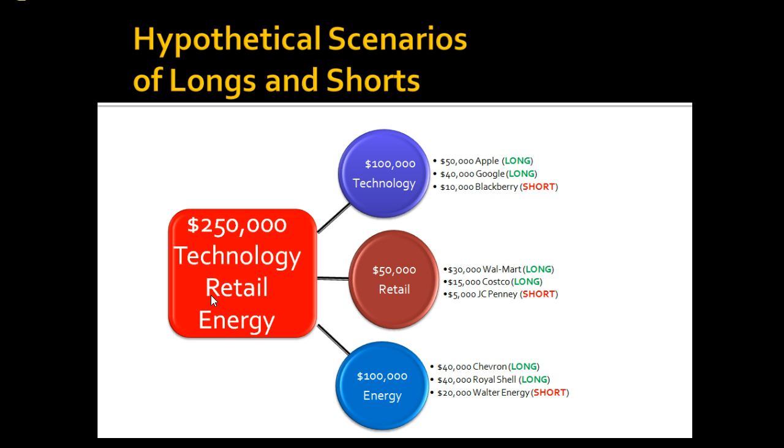And then the last one, 100,000 in energy, you'll again have 40,000, let's say, in Chevron, 40,000 in Shell, and then 20,000 in Walter Energy, a short position. Walter Energy makes metallurgical coal, and they got hammered because of lower coal prices, as well as the recent EPA regulations that hit the coal industry very hard. Walter Energy used to be a $100 company, and it was sad to see it in single digits.